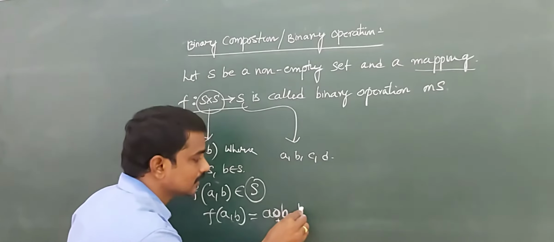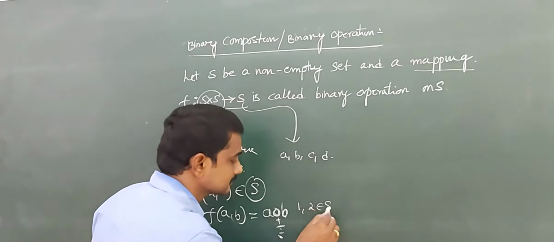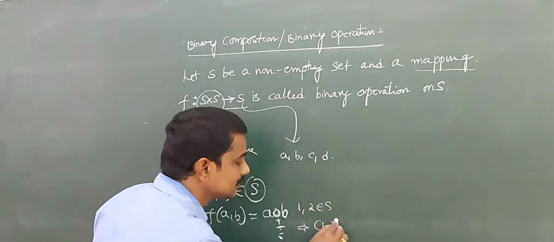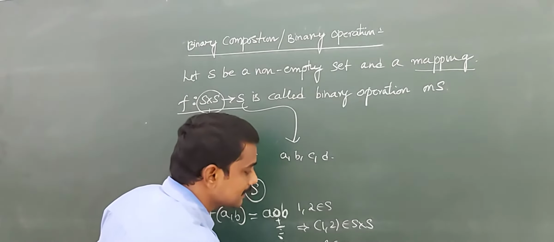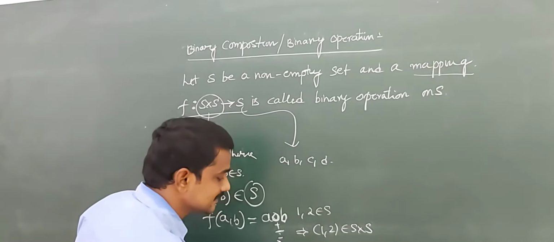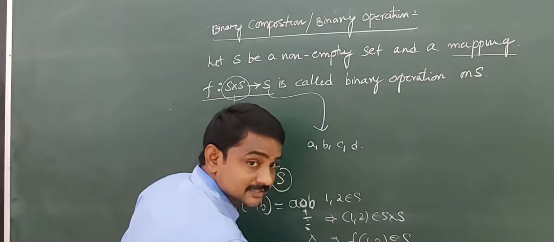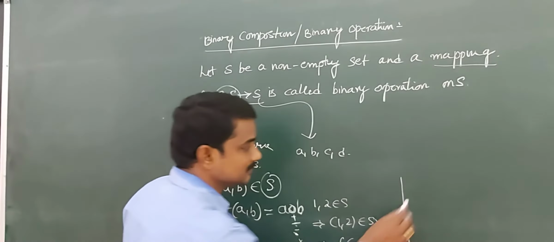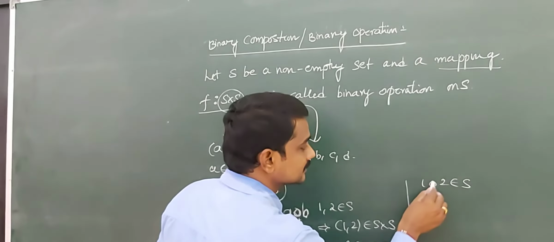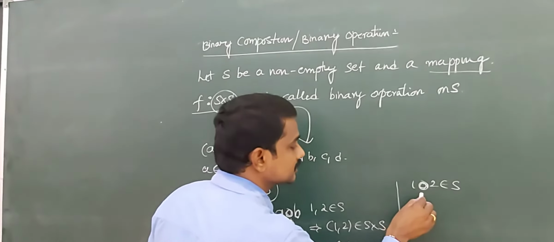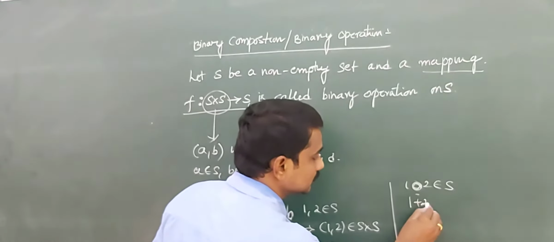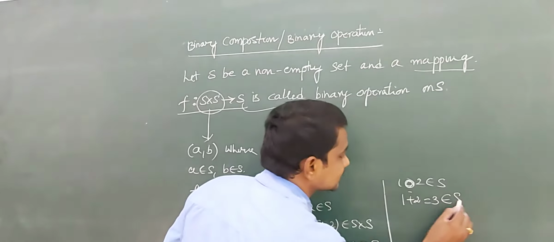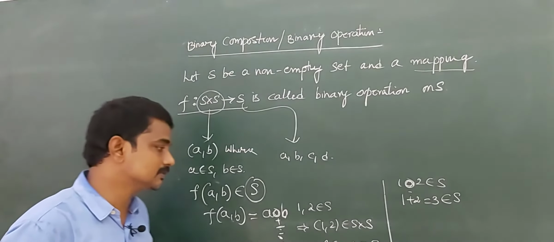For example, (1, 2) belongs to S cross S. That implies f of (1, 2) belongs to S, that implies 1 circle 2 belongs to S. Circle means operations: addition, multiplication, subtraction or division. And 1 plus 2 is equal to 3, and 3 belongs to S.